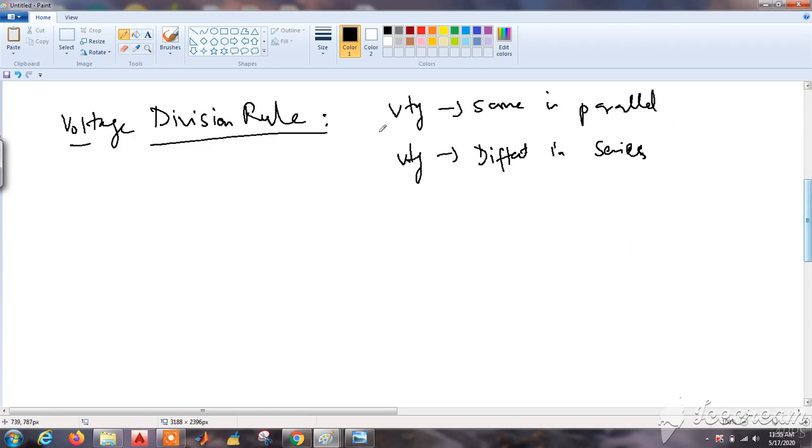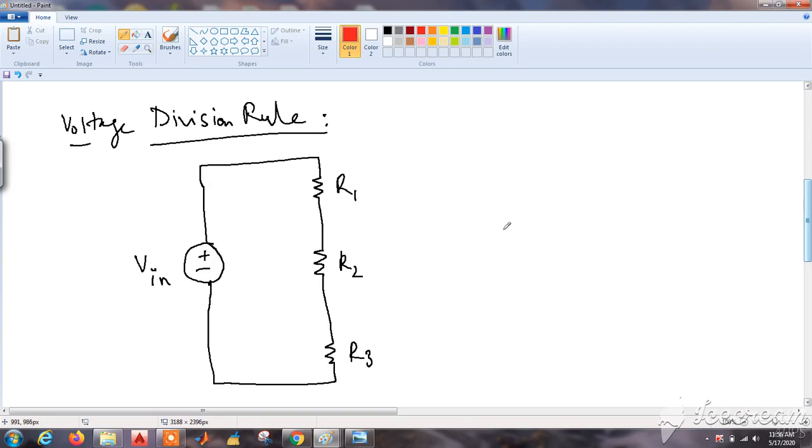The basic thing is that voltages are the same in parallel connected circuits, and voltages are different in series connections. For example, I have a circuit where R1, R2 and R3 are connected in series and the voltage across them is Vin. Suppose I need to calculate only the voltage across R3. Let V3 be the voltage across R3. Now I have to calculate V3.